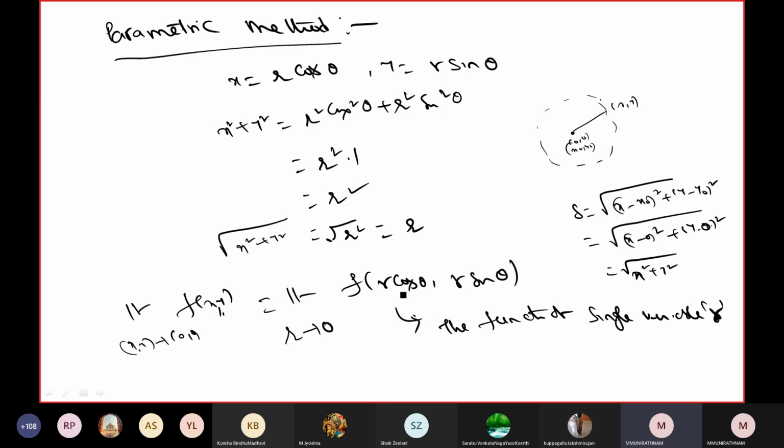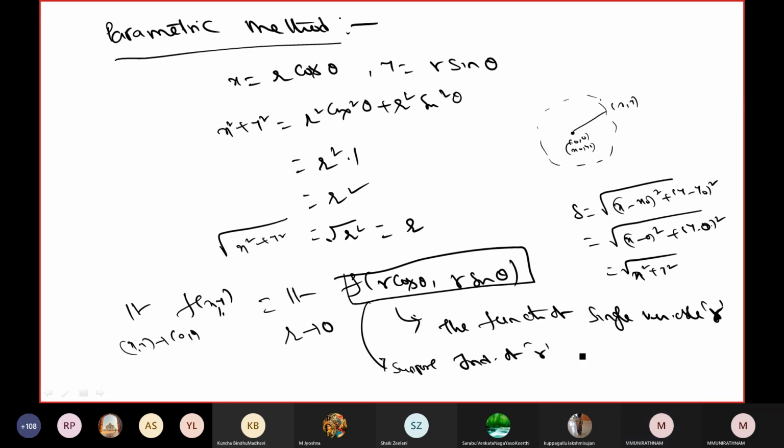So that's fine. Suppose this one is independent of r, then the limit does not exist, as like y equal to mx, like that. So the limit is not unique. We call it as limit is not unique.